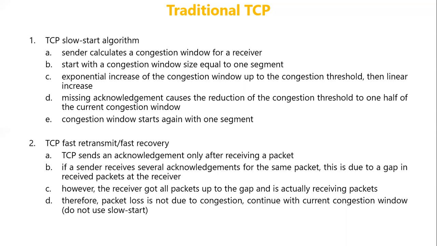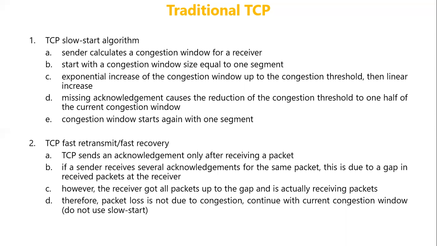So the sender can now just retransmit the missing packet before the timer expires. This behavior is called fast retransmit. Okay. So the receipt of the acknowledgement of this particular packet shows that there is no congestion. So this is one improvement.